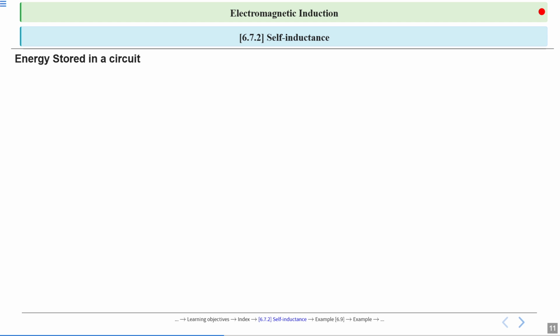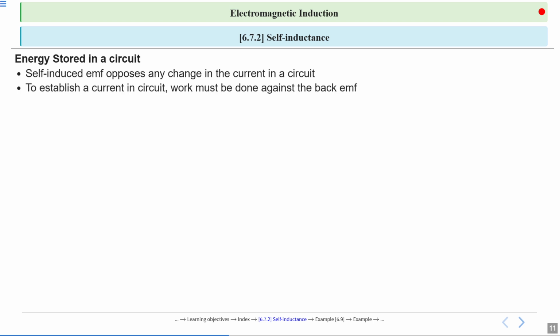So, energy stored in a circuit. Self-induced EMF opposes any change in the current in the circuit. That thing we have discussed. To establish a current in the circuit, work must be done against the back EMF. Okay, so what is the energy stored in the circuit, the circuit which is containing the coil or solenoid? Okay, so energy will be stored. Which energy? Magnetic potential energy.